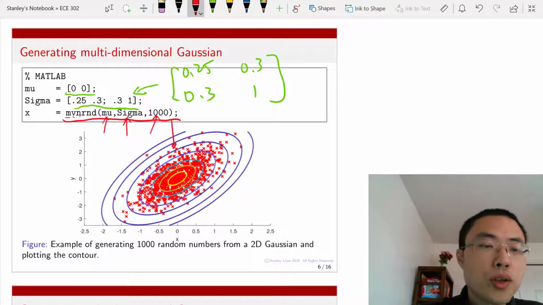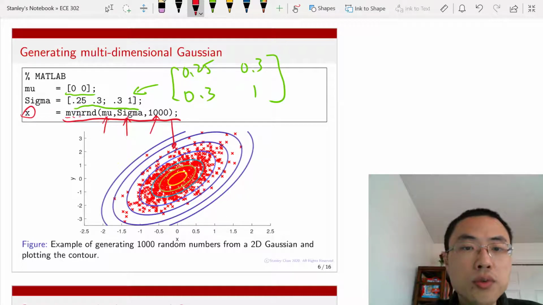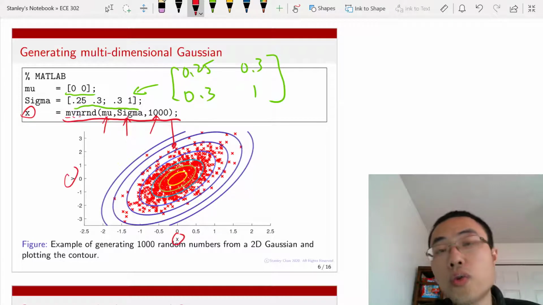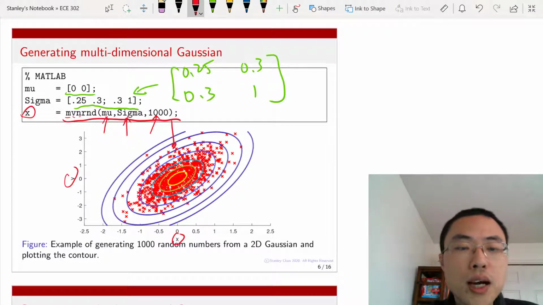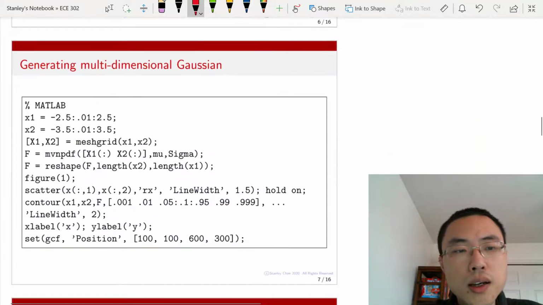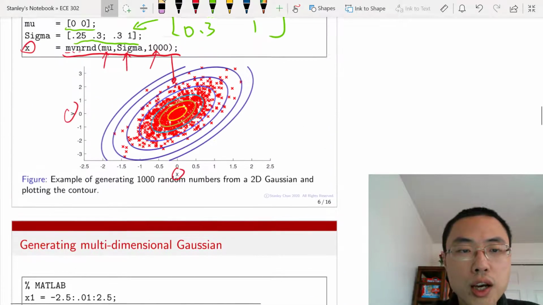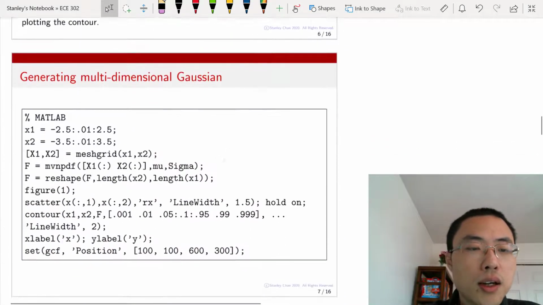So what would they look like? Each x will be a 2 by 1 element. So that will give you each coordinate. So you have the x coordinate and you also have the y coordinate. And then you have 1,000 pairs of all these coordinates, and they can be marked on this figure. This set of commands tells you how do we actually plot the curve that I am showing you here.